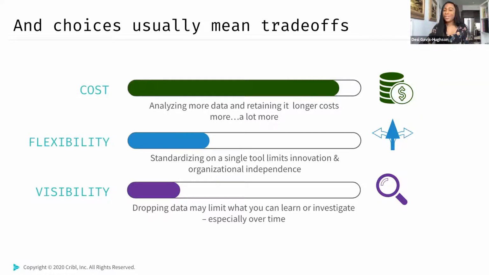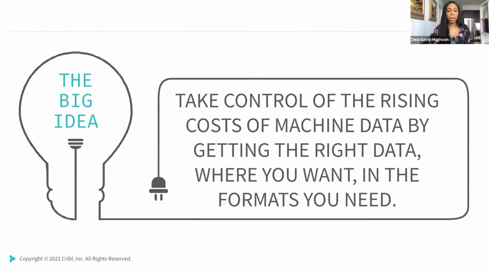And choices usually mean trade-offs. So you end up playing this three-way tug of war with cost, flexibility, and visibility. The more data you analyze and the longer you retain it, the more it costs you. Obviously, standardizing on a single tool limits flexibility. And if you're dropping data to keep costs down, that could limit what you can learn from your environment or investigate over time. So how do you do it?